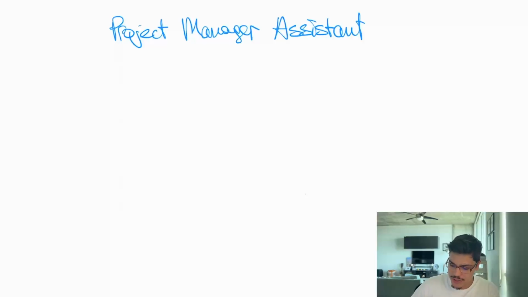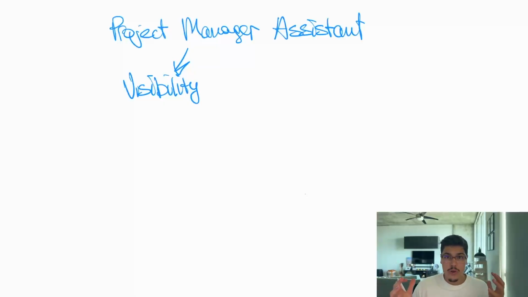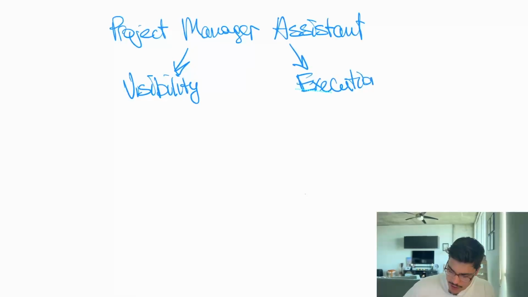So the project manager assistant is basically going to be responsible for two things. Number one, it's going to be visibility. It's when you're asking the question, what is going on? Where are we standing with all the projects? And the second thing that we're going to be focusing on is execution, right? Because we also want to make sure that we're following up with people and moving things along, and people are not forgetting to post their comments and status updates. So we need to keep track of these two points.